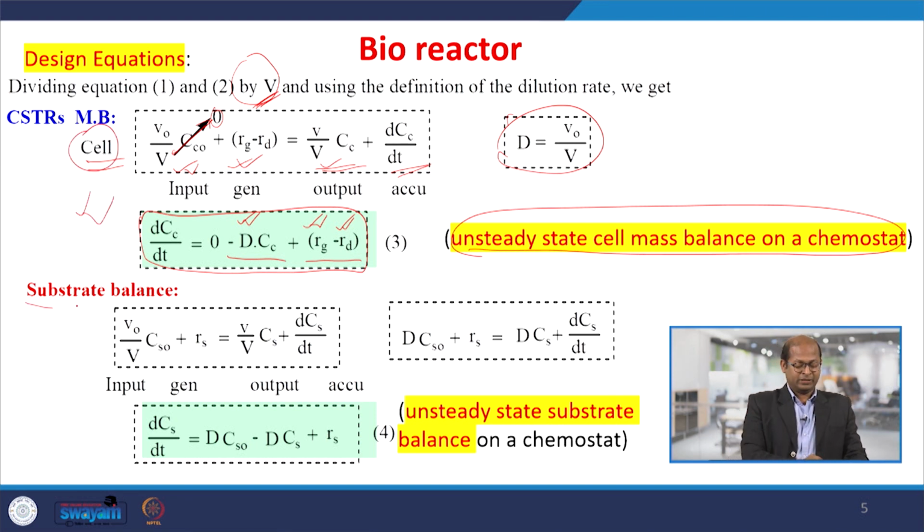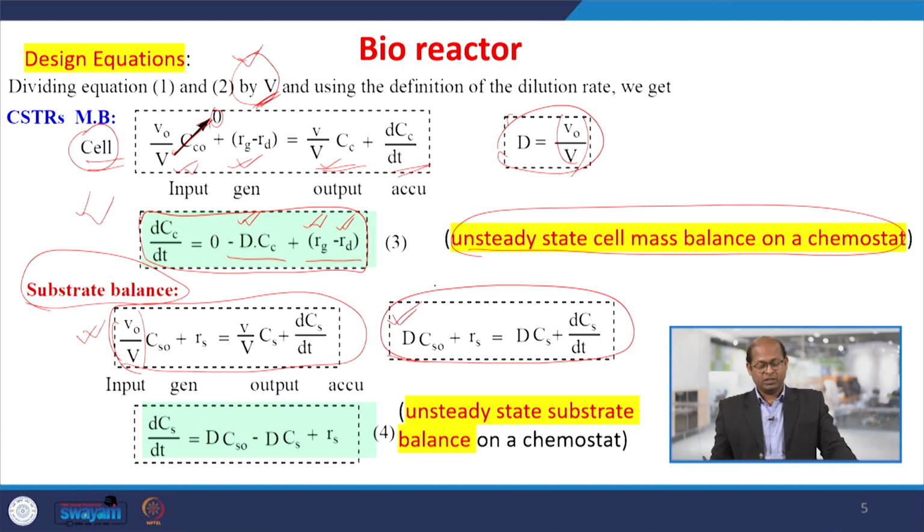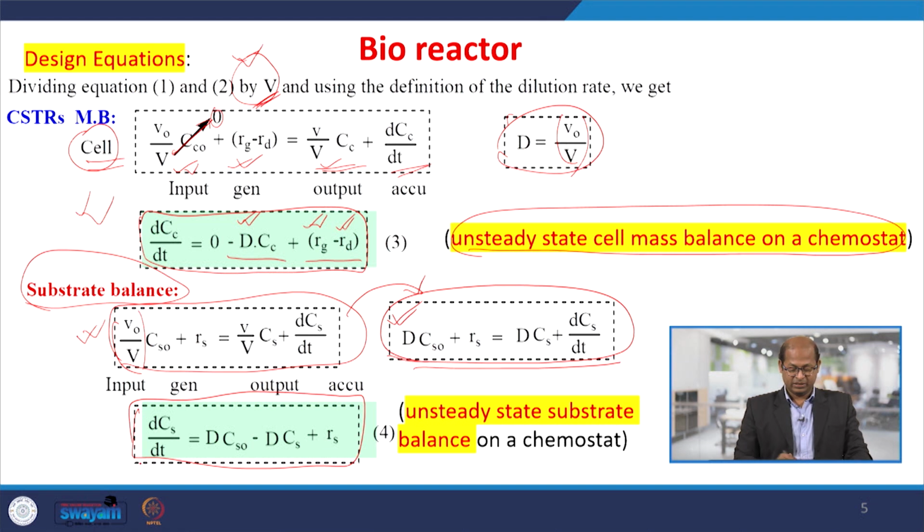Similarly, we can do the material balance for the substrate, and from equation 2, if we divide by V, the general material balance equation would be this. Here V naught by V we are replacing with the capital D. Then after rearranging, we finally get this equation. So equation 3 is the unsteady state material balance for cells and equation 4 is the unsteady state balance for the substrate.